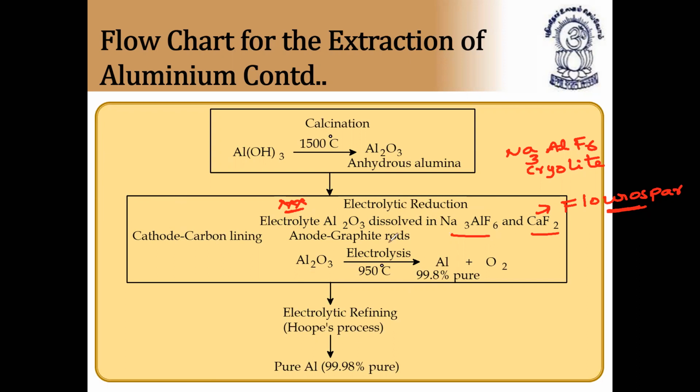After adding these two, aluminum oxide can melt at 900 degrees C only. Otherwise, aluminum oxide will melt at about 2000 degrees C, at which it is difficult to do electrolytic reduction. So that's why we use these two. By adding them, the conductivity of alumina increases, and aluminum is collected at the cathode and oxygen is collected at the anode. This gives 99% pure aluminum, and to get maximum purity, 99.98%, we do electrolytic refining by Hoope's process. So this is the flow chart of alumina.